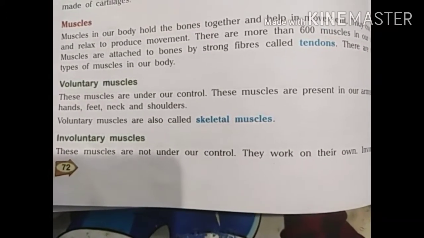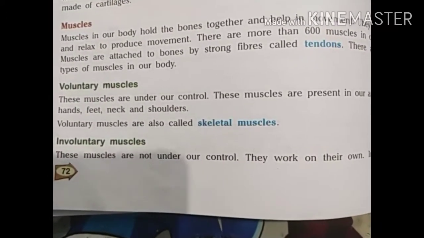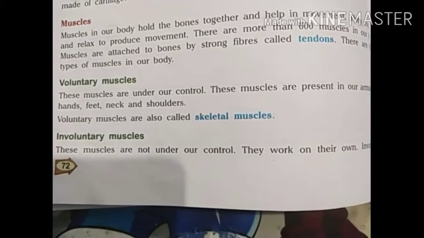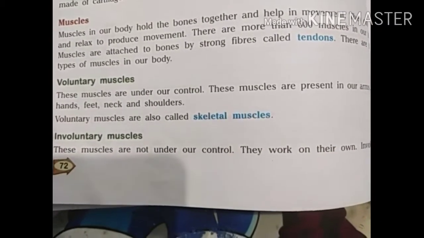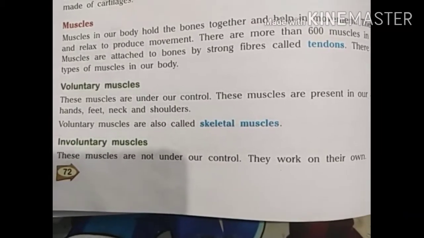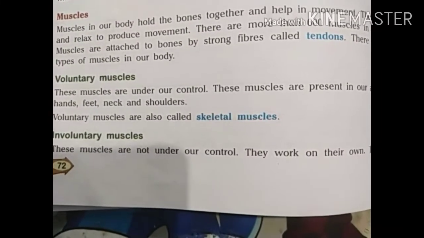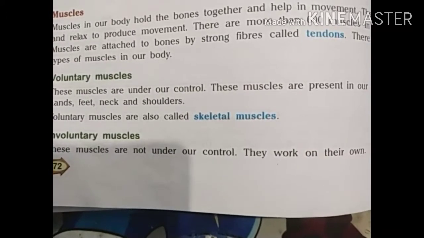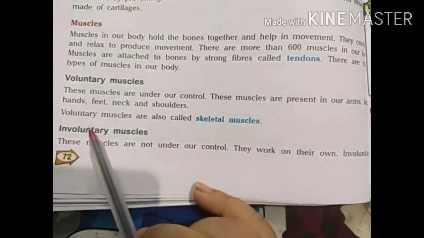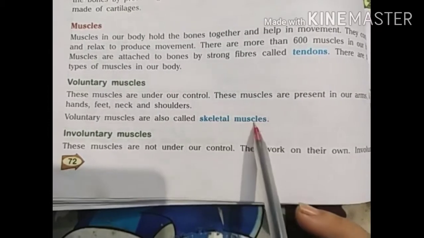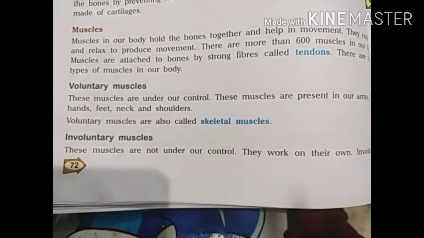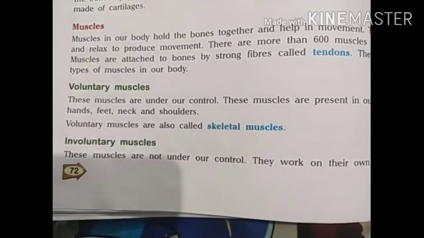These parts do the work or perform the work according to our wish, meaning they are under our control. So all the voluntary muscles are found in these areas. Voluntary muscles are also called skeletal muscles. Please underline this, beta. Voluntary muscles are also called skeletal muscles. So I think voluntary muscle is clear.